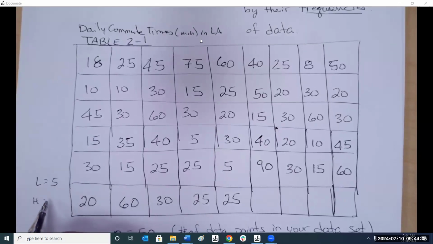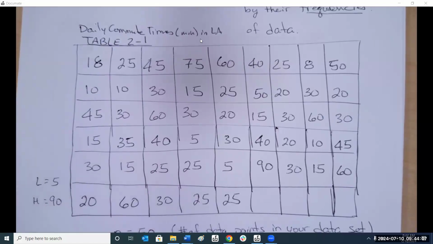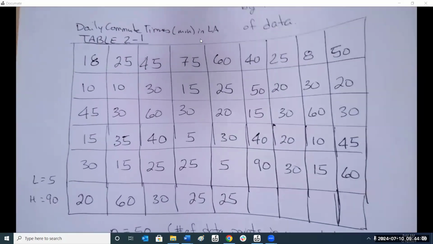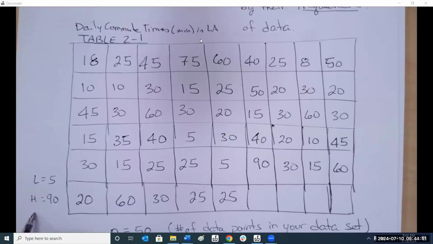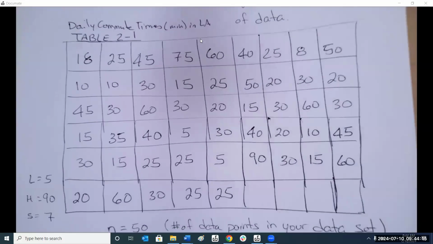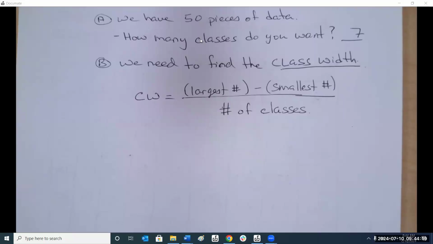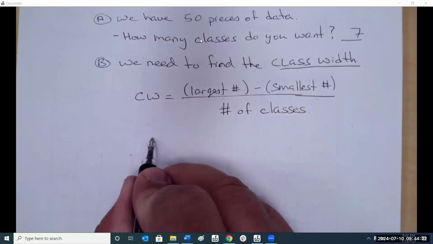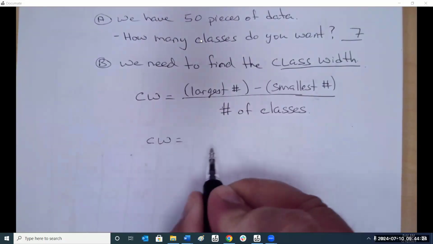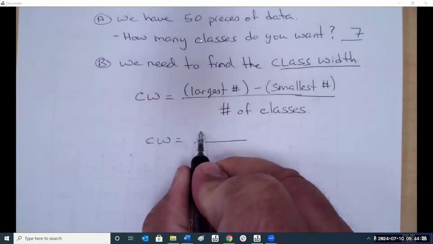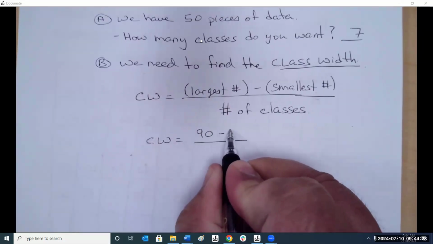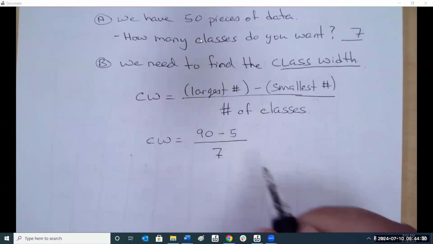And what's the highest number? 90. And we want the number of classes to be 7. So our class width is going to be 90 minus 5, over 7.